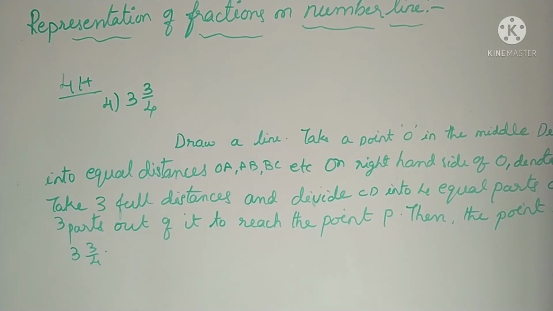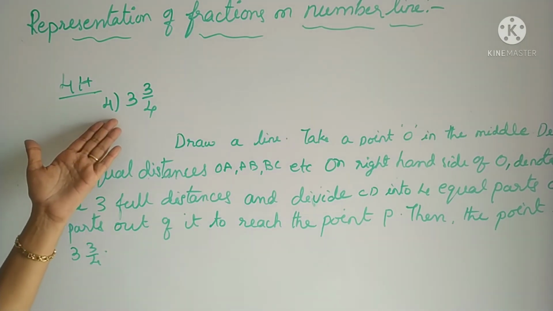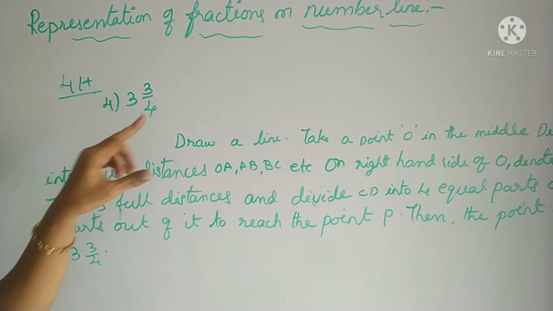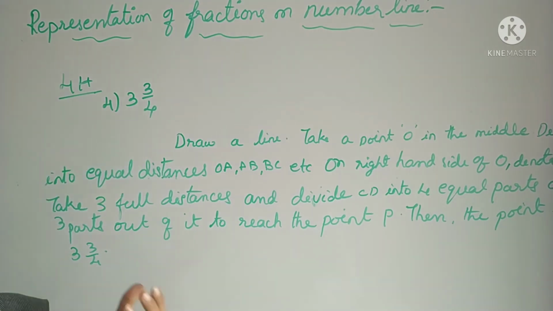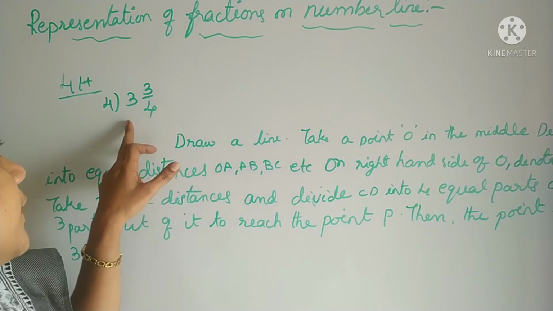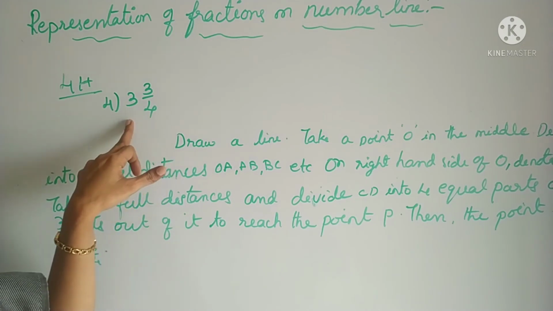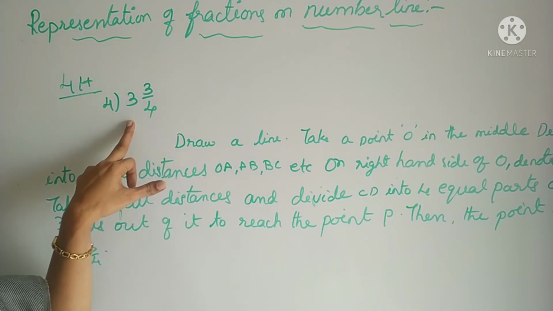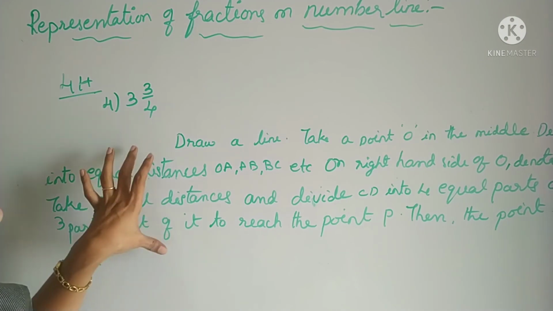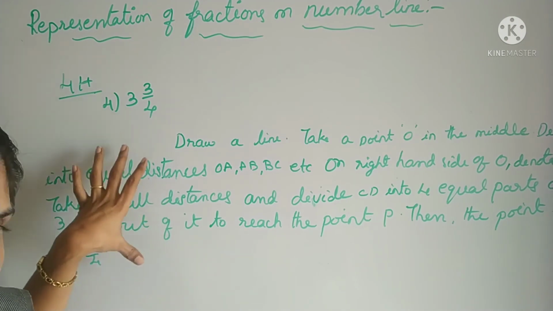Now see the next fraction. Here we have a mixed fraction, that is 3 by 4. Earlier we have seen the exact fraction. Now we are seeing the mixed fraction. How to represent mixed fractions on the number line? Okay. So what we are going to do, I have given in steps format.